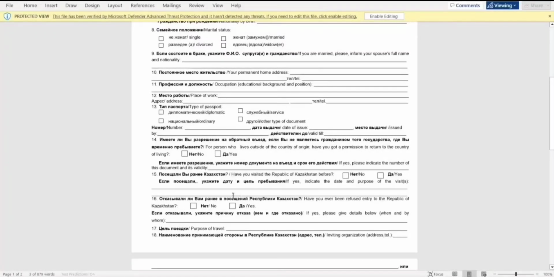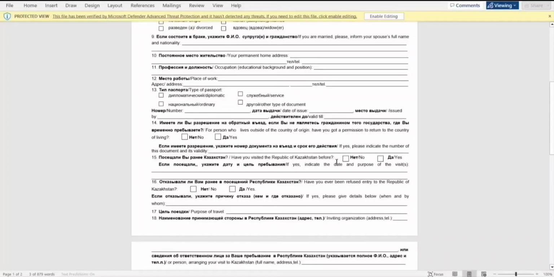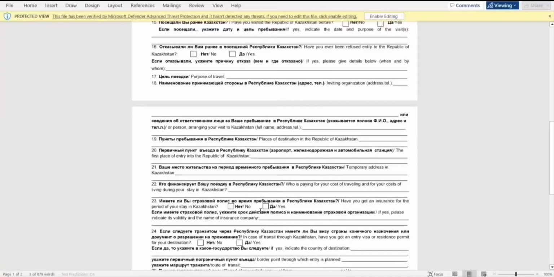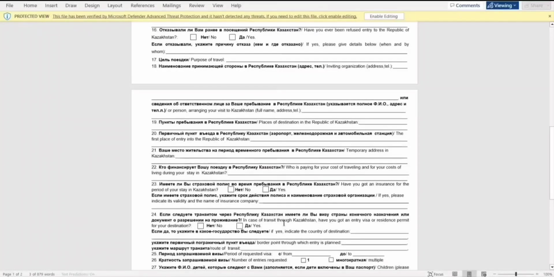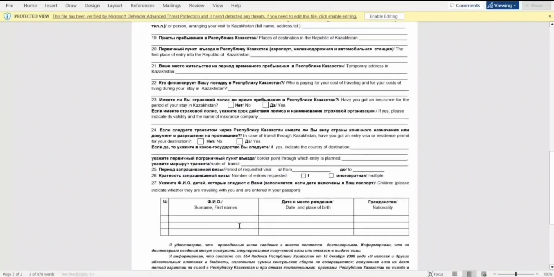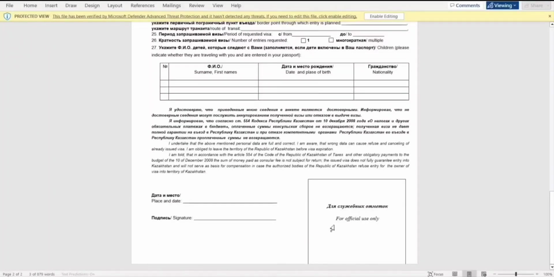Please look at the number of this document and its validity. Then: if you have visited Kazakhstan before, if you have been refused entry to Kazakhstan, purpose of travel, inviting organization, place and destination, place of first entry, temporary address in Kazakhstan, who's paying for your cost, period of your stay, if you have insurance. And it's always good to have insurance. If you have any children traveling with you, and then a date and signature. And this is for official use, so you don't need to worry about that.